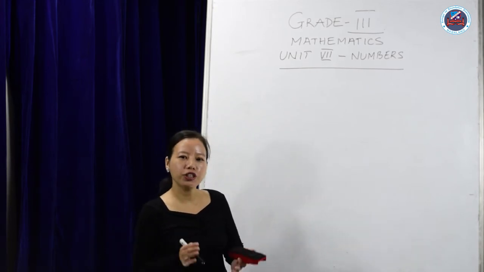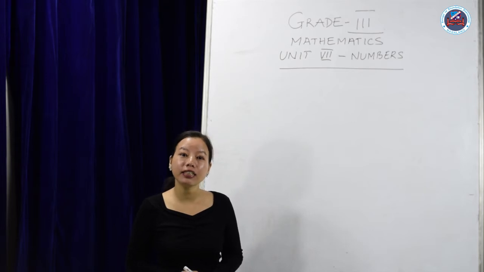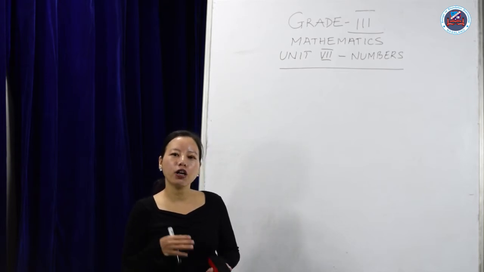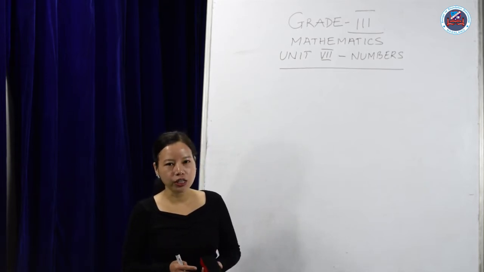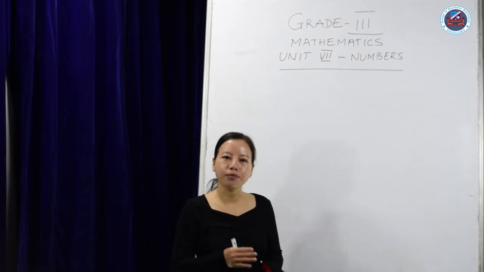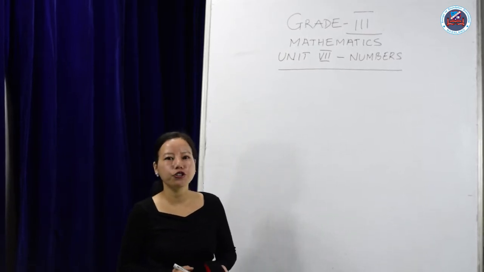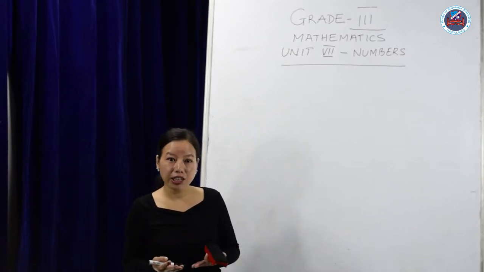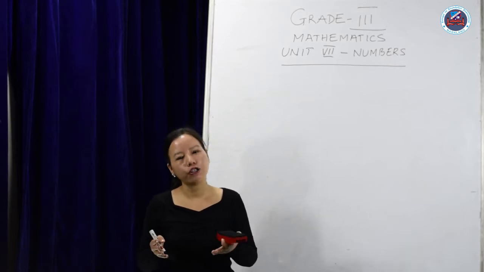Today we will start with a new unit, that is unit number 7, number. In this unit we will talk about first what is a fraction, and then we will talk about the types of fractions. So first let's go to what is a fraction. A fraction is a piece or a part of a whole.